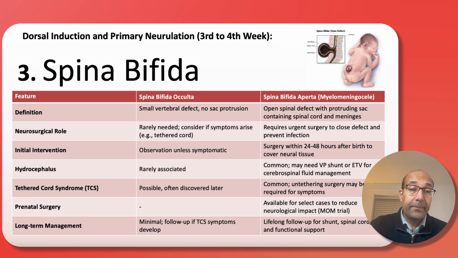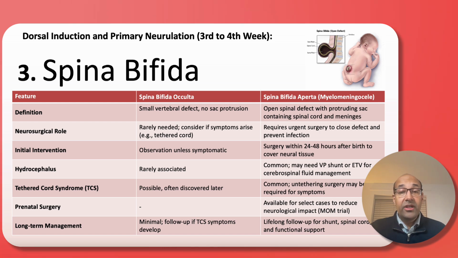Moving on to spina bifida. As we can see, it can be of 2 types: occulta, which means hidden in Latin, and aperta, which is myelomeningocele, where we can see an open spinal defect and a protruding sac containing spinal cord, meninges, and also CSF.